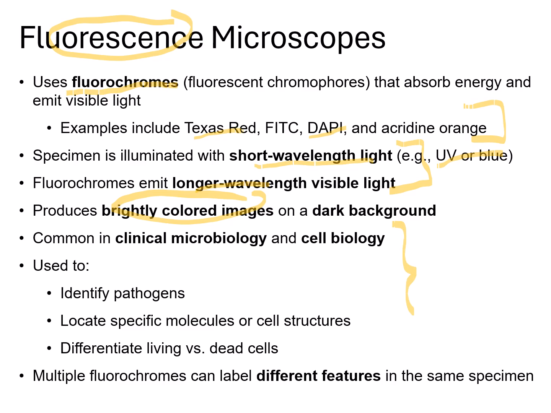These are very helpful in both clinical microbiology and cell biology to help us identify whether a pathogen is present, look at specific structures or molecules, or even differentiate between living and dead cells. We can even use multiple different fluorochromes on the same specimen to help label different features of that specimen.